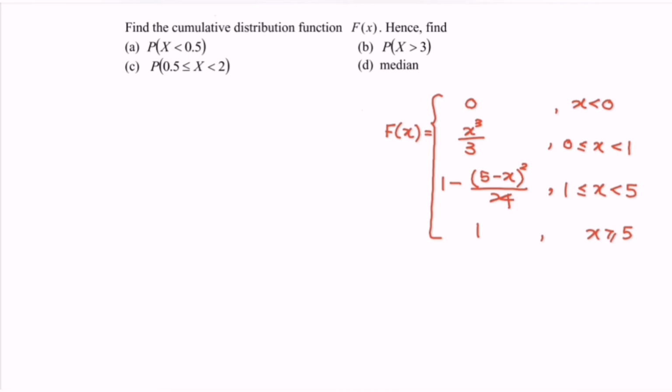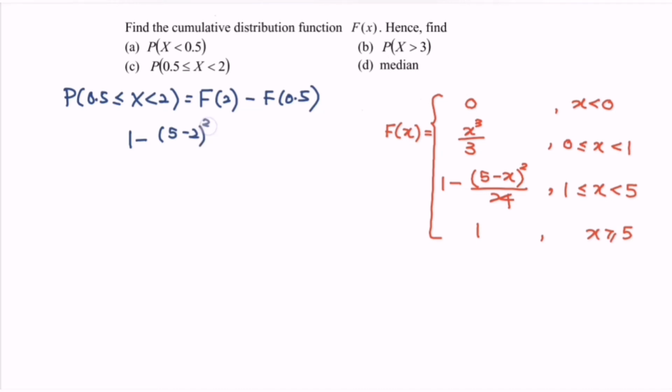Next, we have C. Find the probability that x is greater than or equal to 0.5 and less than 2. So in here, what we have to do is create the formula F(2) minus F(0.5). So F(2) means that we have to use the third function, 1 minus (5 minus 2) to the power of 2 over 24, minus with F(0.5). Make use of the second function, where we have 0.5 bracket cube over 3.